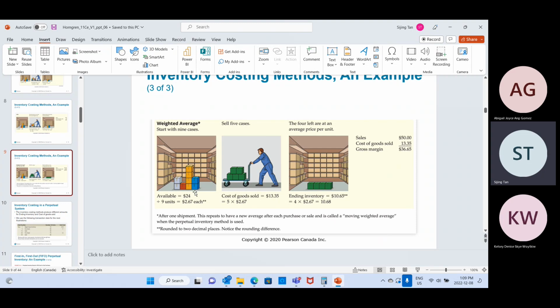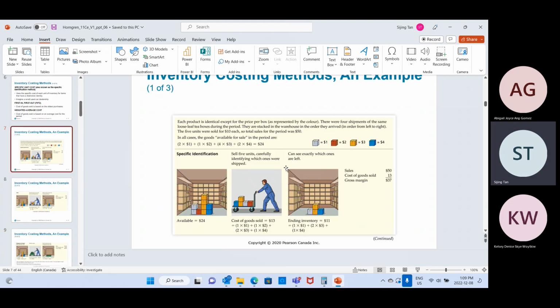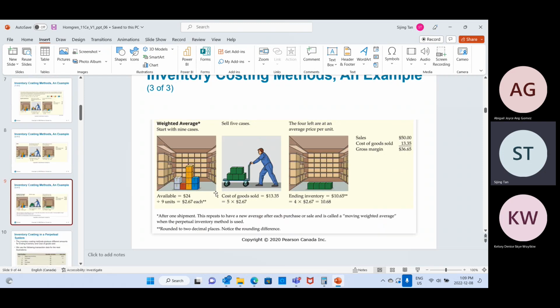As we already know, the total cost available is $24, as we can see right here. Now we need to calculate the weighted average price, which we do with $24 divided by 9 boxes. 1, 2, 3, 4, 5, 6, 7, 8, 9. So there are 9 boxes. 24 divided by 9 is $2.67 each box.